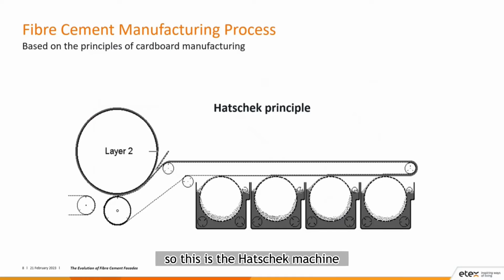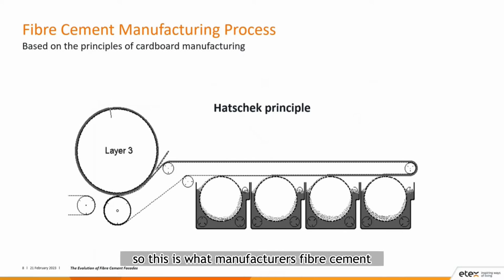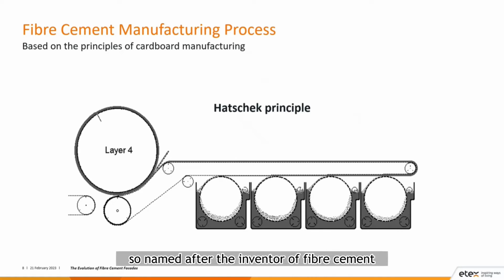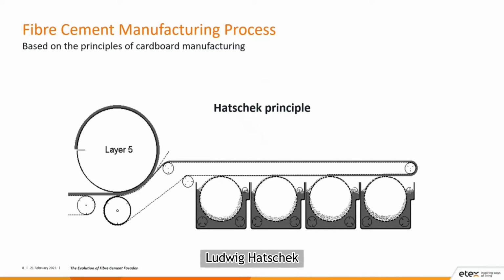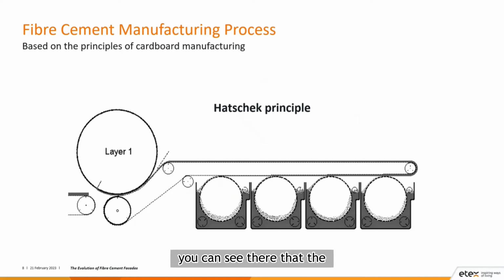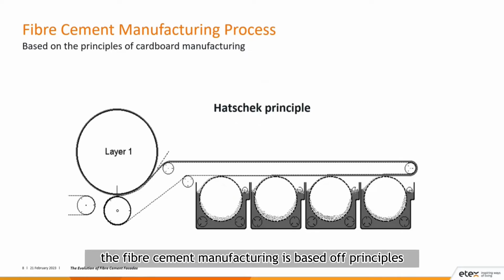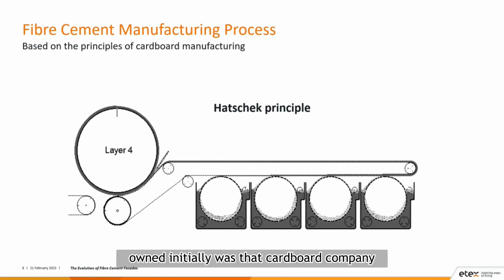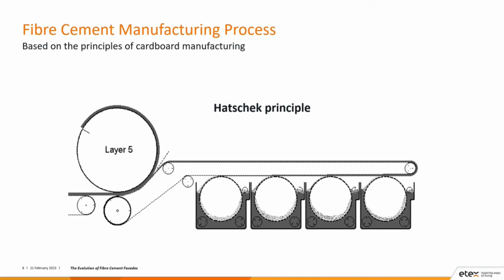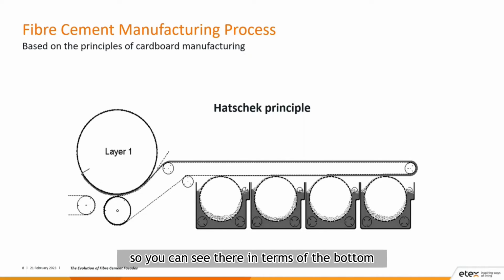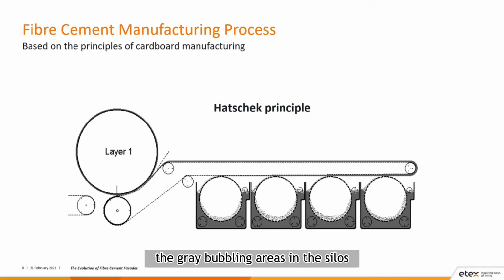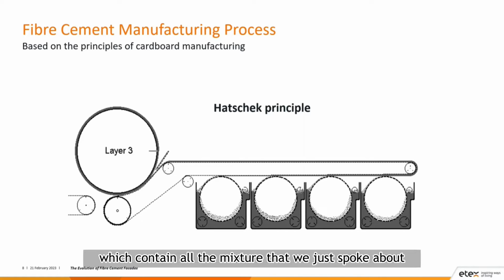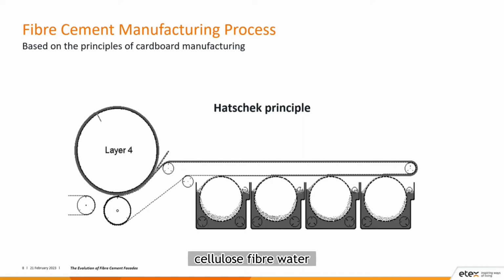This is the Hatschek machine, as it's called. This is what manufactures fibre cement, named after the inventor of fibre cement, Ludwig Hatschek. You can see there that fibre cement manufacturing is based off the principles of cardboard manufacturing, which is what Ludwig owned initially. You can see the highlighted grey bubbling areas in the silos at the bottom, which contain all the mixture that we just spoke about: the sand, cement, cellulose fibre, and water.